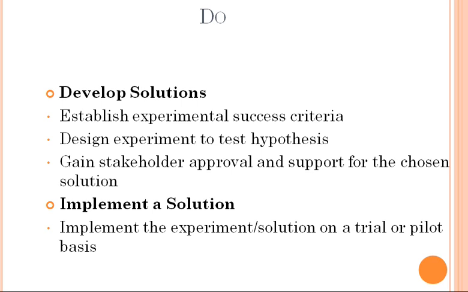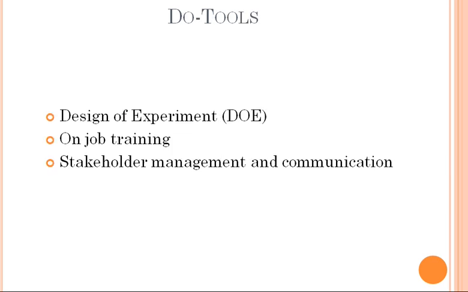Next we go with do. Do means you have to develop a solution and implement it. How to develop a solution? Establish experiment success criteria. Design an experiment to test the hypothesis. Gain stakeholders' approval and support for the chosen solution. Implement the experiment on a trial or pilot basis. What are the do tools? They are design of experiment, on-the-job training, stakeholder management and communication.